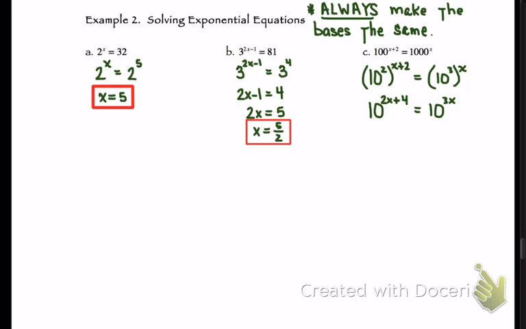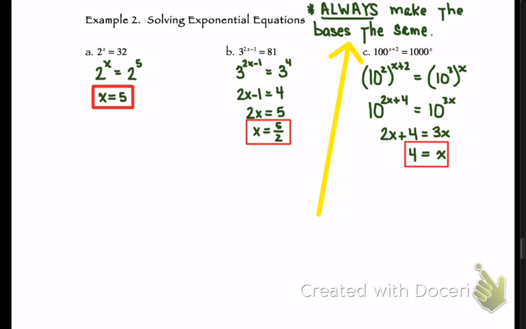I distributed the 2 here to get 2x plus 4. I multiplied 3 times x to get the 3x, so it looks like now I have the bases the same. I'm going to drop the base and set the exponents equal to each other. And I'm going to solve for x, and voila! I have just taught you how to solve exponential equations.